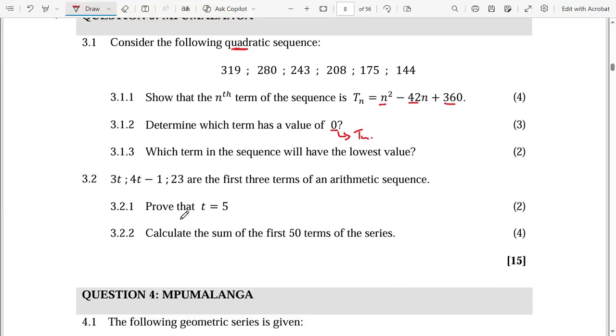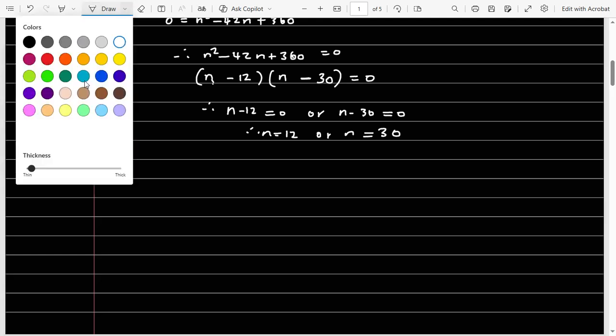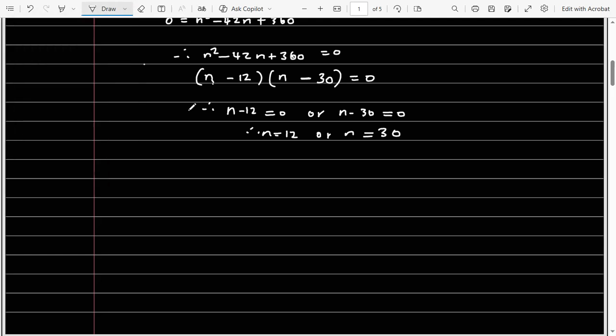So now we go to 3.1.3. Which term in the sequence will have the lowest value? This one is very easy. Look at the mark allocation. One thing I need you to remember: when they say the lowest value, we are talking about the minimum value. I'll explain this both in calculus and in functions. So this is a function question. 3.1.3 has to do with functions.